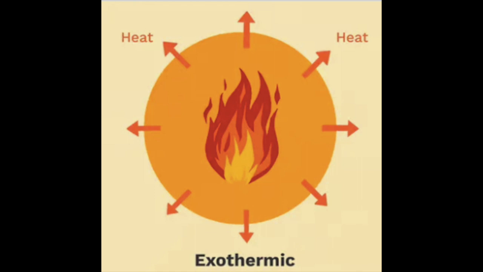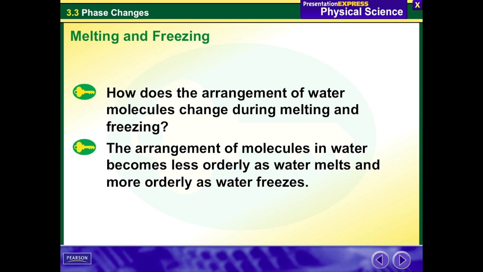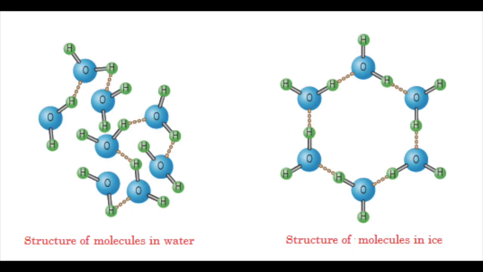between different phases. Let's look at the arrangement of the water molecules during melting and freezing. Don't forget, a solid has tightly packed particles, and they are locked in place. In a liquid, the particles are still close together, but they are no longer locked. They are free to move. Keep in mind that the arrangement of molecules in water becomes less orderly when it melts, and more orderly as it freezes.